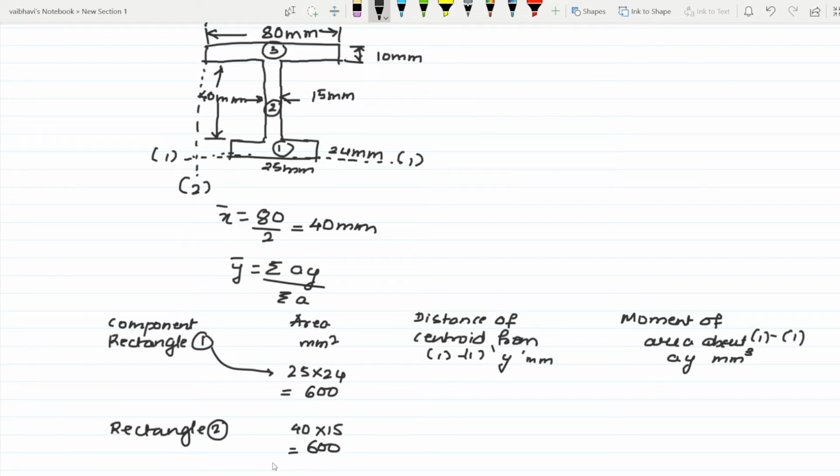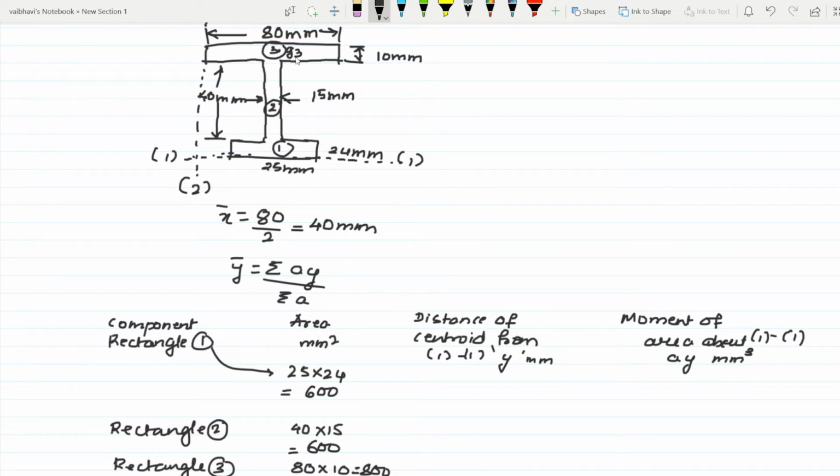Again we'll get 600. And rectangle 3, it is 80 into 10. That is 800 mm square. So we have got all three areas. Next we have to find the distance of the centroid for each rectangular portion from the bottom, that is axis 1-1. For this it is located somewhere here.